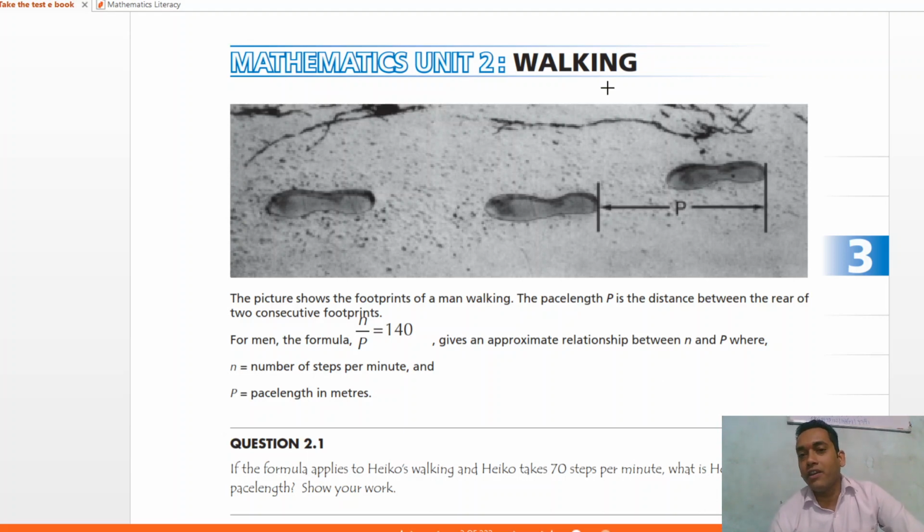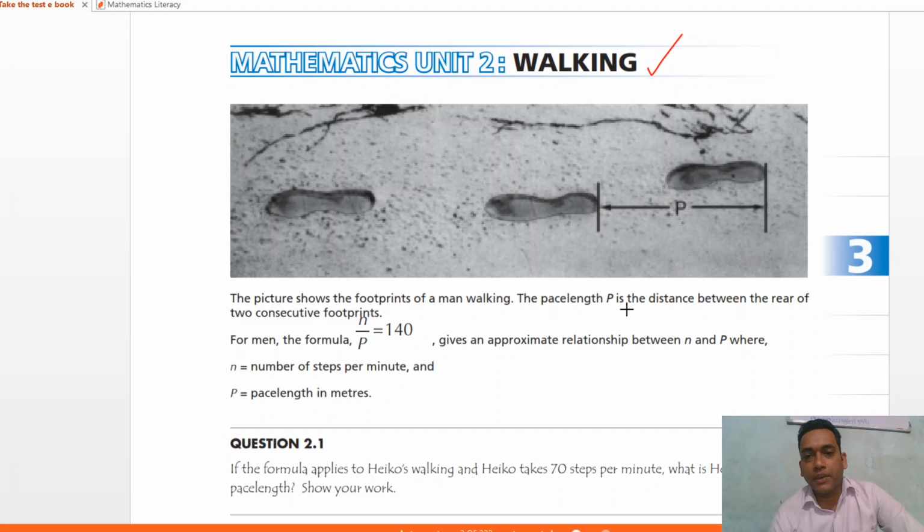So see, even in simple situations, we can apply mathematics. We can always apply mathematics. Here the simple concept is of walking, and on walking a mathematical question has been developed. Like this, in your real life problems you can always apply mathematics. So the question says the picture shows the footprints of a man walking. Okay, these are the footprints of a man walking.